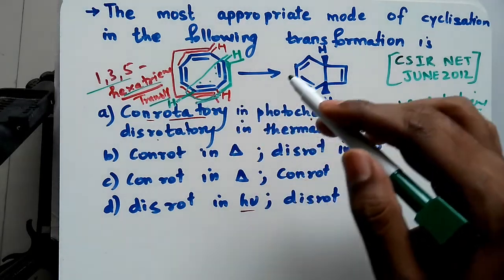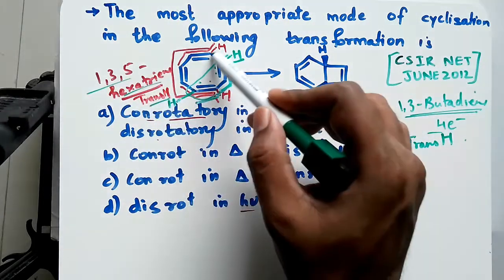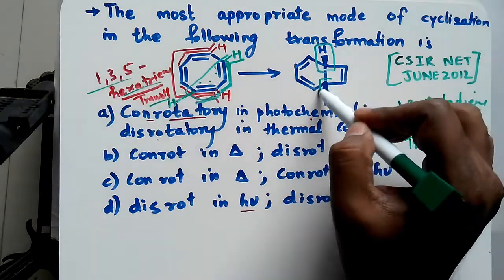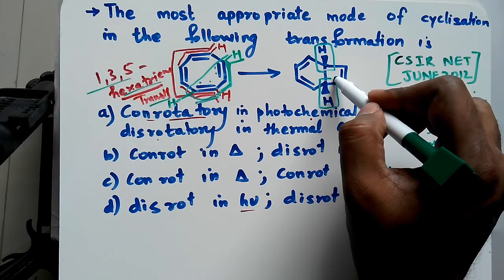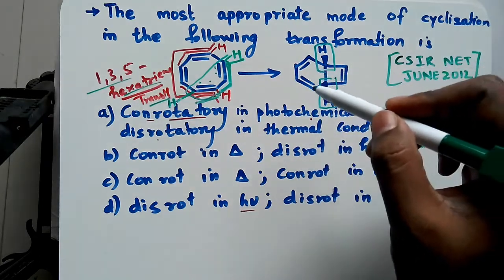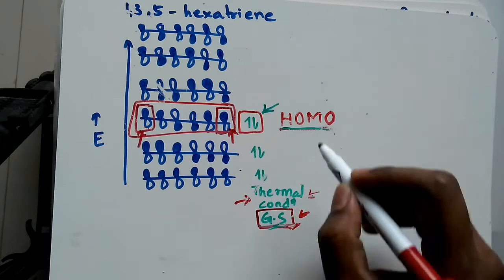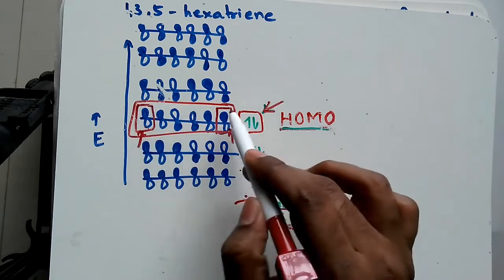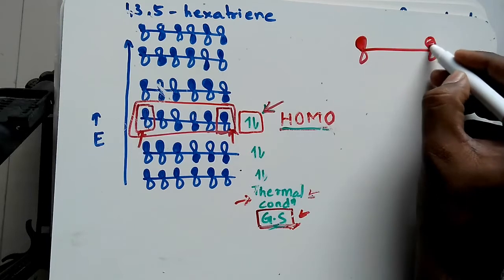I have mentioned in the previous video as well that when it is 1,3,5-hexatriene, the hydrogens over here are trans, and here if you observe the stereochemistry, it is cis. So this is achievable only in the case of thermal condition. So we'll check. In the case of 1,3,5-hexatriene, this is the ground state, this is the HOMO, and at the last carbons, in both the cases, the positive phase is on top.